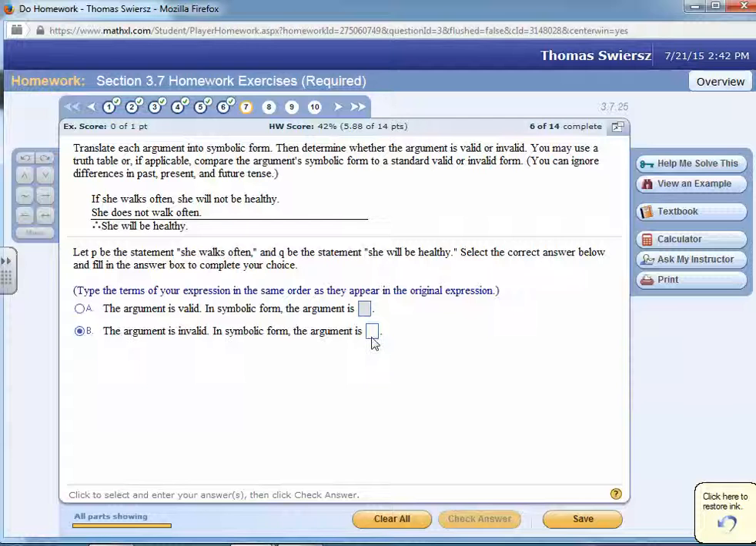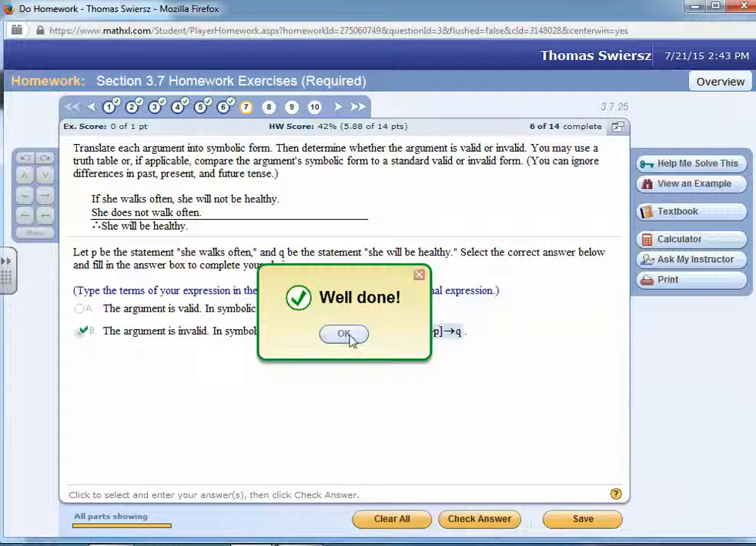So the argument is invalid. We've got a bracket and then a parentheses. Premise 1 is if P, then not Q, in parentheses. And premise number 2 was not P. Put that all in brackets, and then it's an if-then, so a right arrow, and the conclusion was simply Q. And we've got it done.